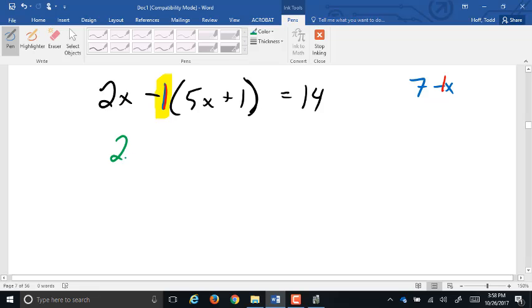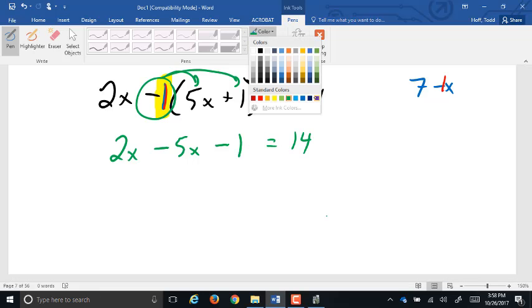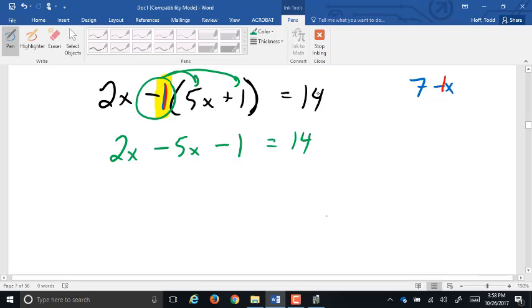So the 2x isn't going to change. We have negative 1 times 5x, which is negative 5x. Negative 1 times positive 1 is negative 1. That equals 14. On the left side here, I can combine. What can I combine?